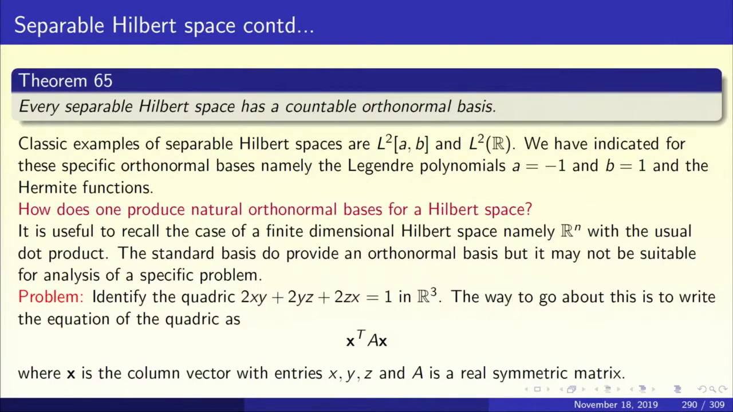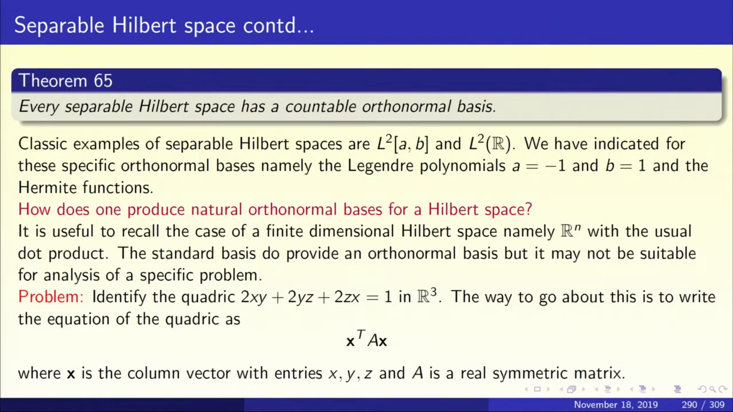While this is a nice orthonormal basis for Rn, for a specific problem, this orthonormal basis may not be the appropriate one. What do we mean by that? Let us look at an example to illustrate what I just said. What example am I looking at? Look at the problem that is displayed in the slide. 2xy plus 2yz plus 2zx equal to 1 in R3.